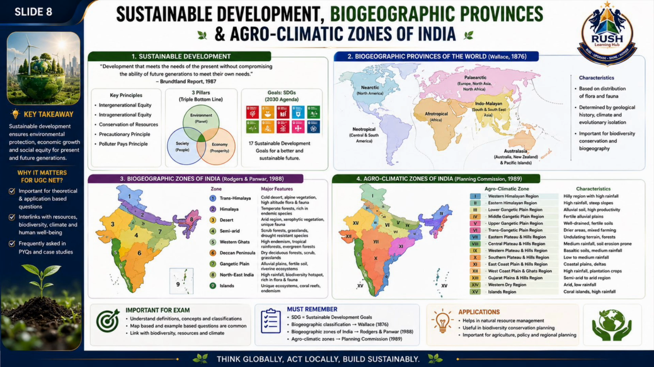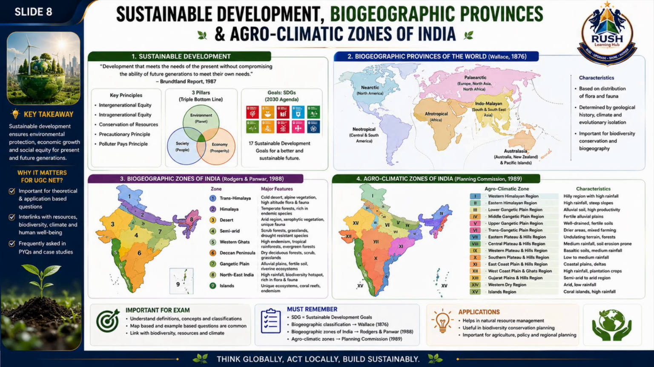Sustainable development is based on three pillars: environmental protection, economic development, and social equity. Environmental protection focuses on conserving natural resources and maintaining ecological balance. Economic development ensures growth, employment, and improved standards of living. Social equity emphasizes fair access to resources, opportunities, and benefits across society. A development strategy can be considered sustainable only when all three pillars are balanced.